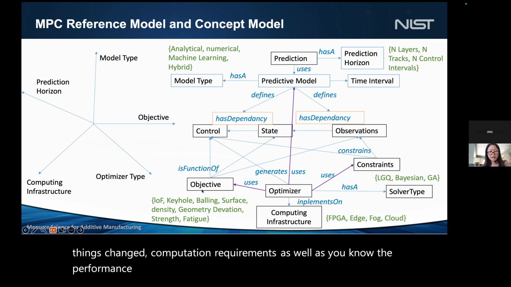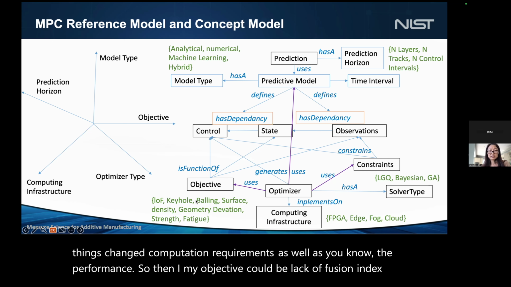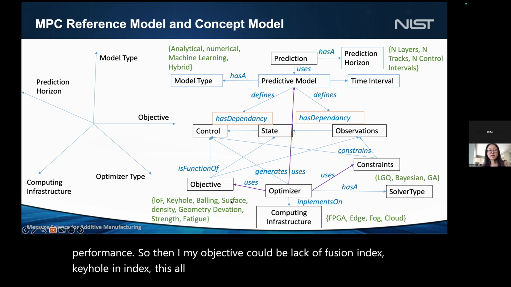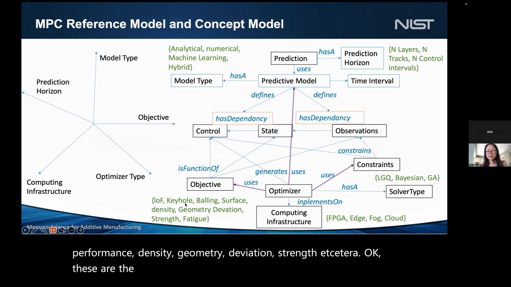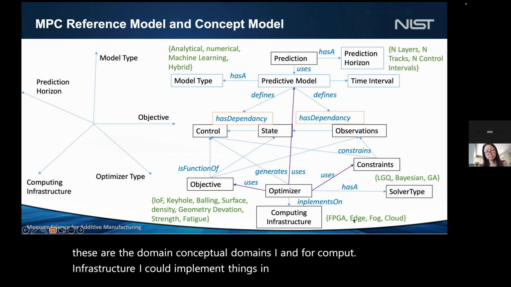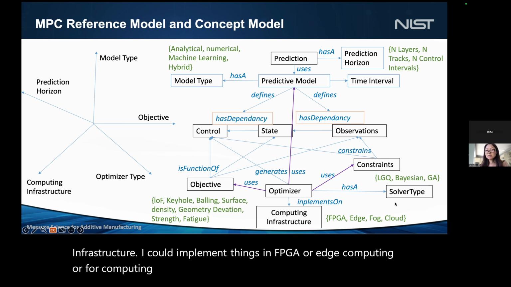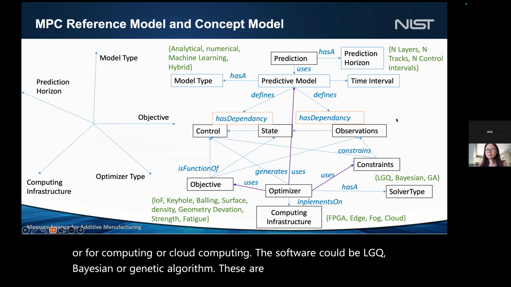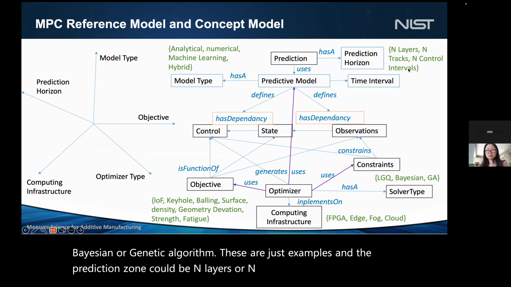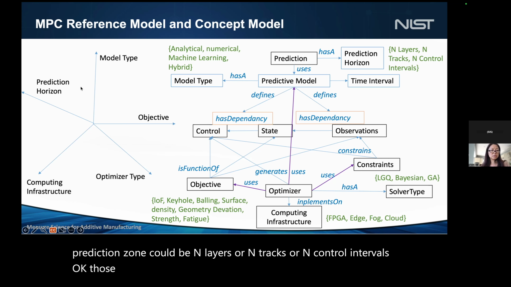So then my objective could be lack of fusion index, keyhole index. These are all porosity or bonding effect, surface performance, density, geometry deviation, strength, etc. These are the conceptual domains. And for computation infrastructure, I could implement things in FPGA or edge computing or fog computing or cloud computing. The solver could be LQG, Bayesian, or genetic algorithm. These are just examples. And the prediction zone could be N layers or N tracks or N control intervals. Those are the 5 dimensions.